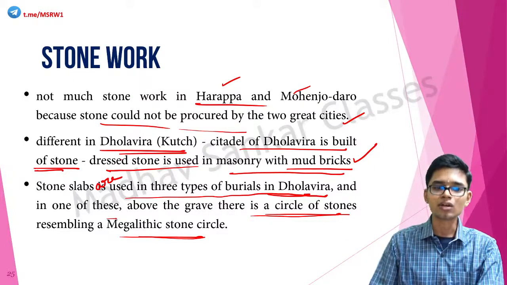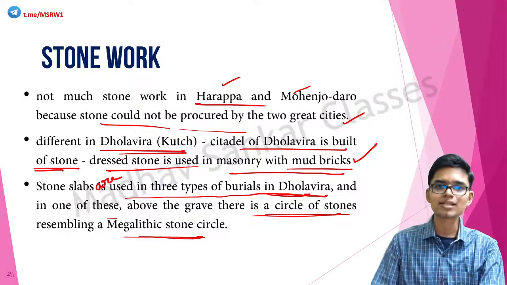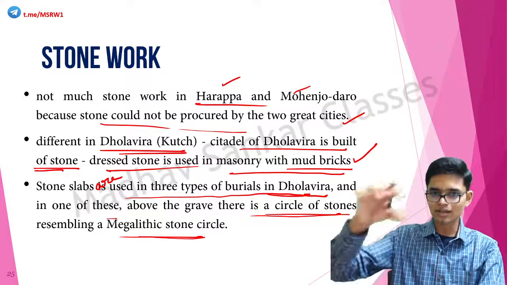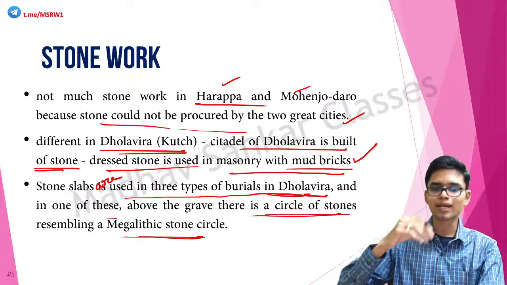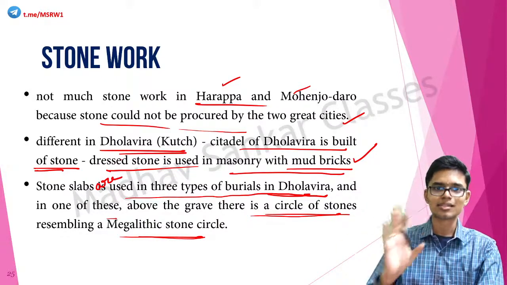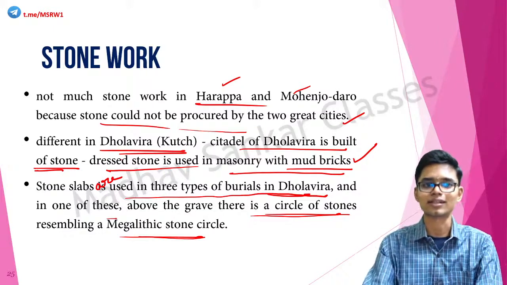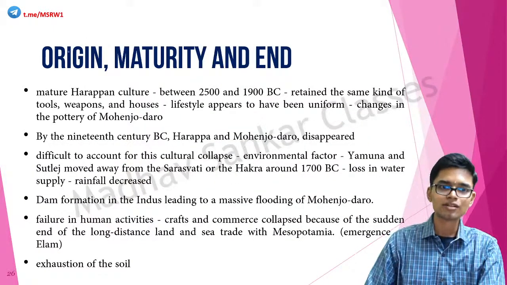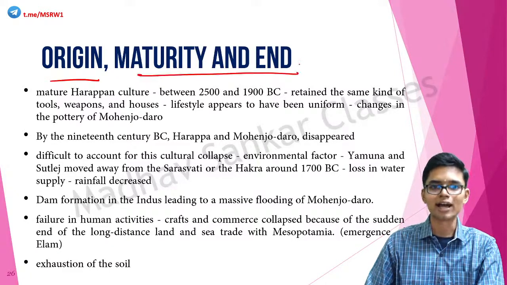So here in Dholavira, we come across certain kinds of burials, and in one of those, we find that above the graves, there is a circle of stones erected in a megalithic stone fashion, which probably points to a resemblance with the South Indian culture that existed at that time. Now to the final topic for the day: origin, maturity, and end of Harappan civilization.